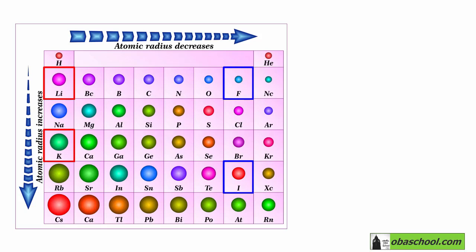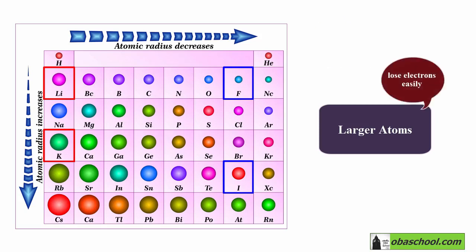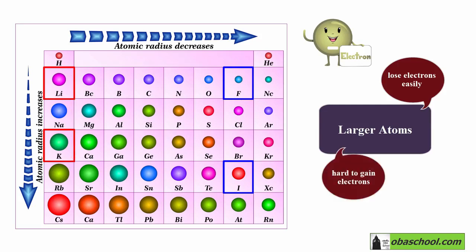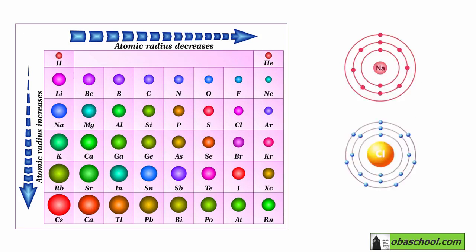Actually, this has two effects. First of all, larger atoms will lose electrons more easily as we go down a group. So as we go down a group, it will become easier for the atom to lose an electron. And larger atoms gain electrons less easily going down a group. So as we move down a group, it will become harder for the atom to gain an electron. Keep in mind that atoms lose or gain electrons into their outer shell, so to the most outer shell.